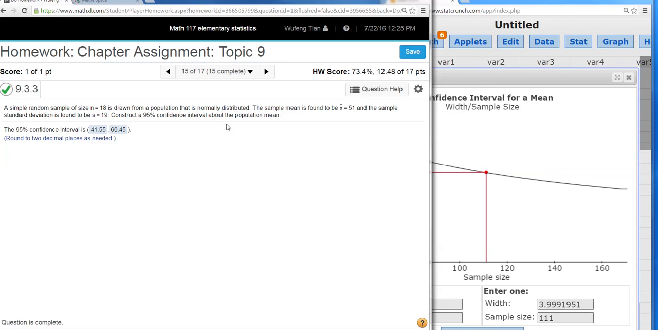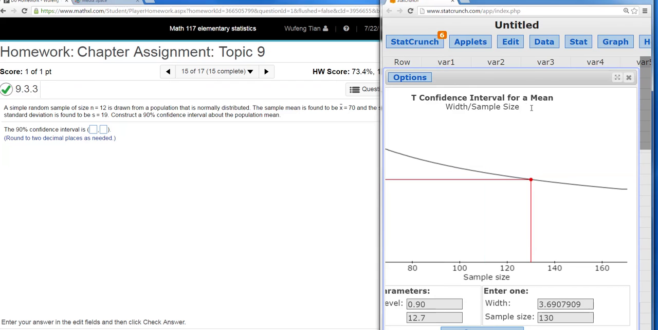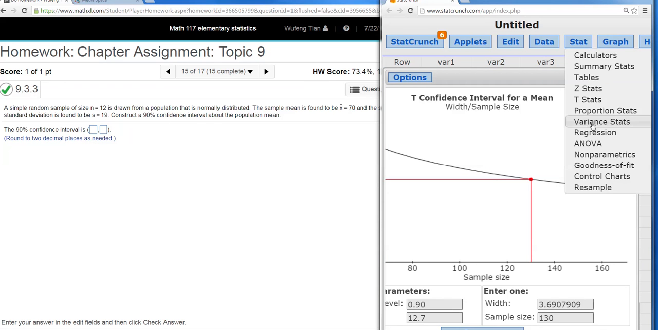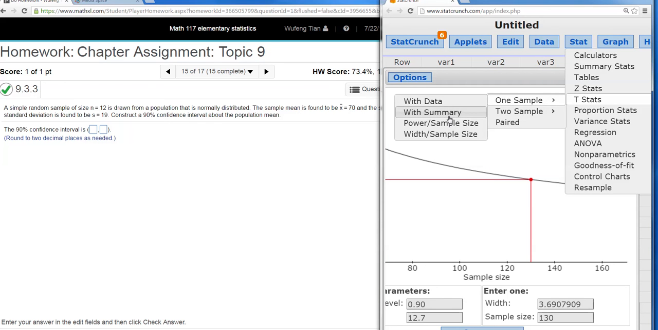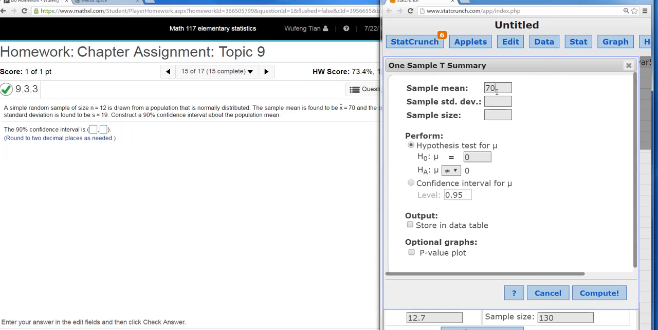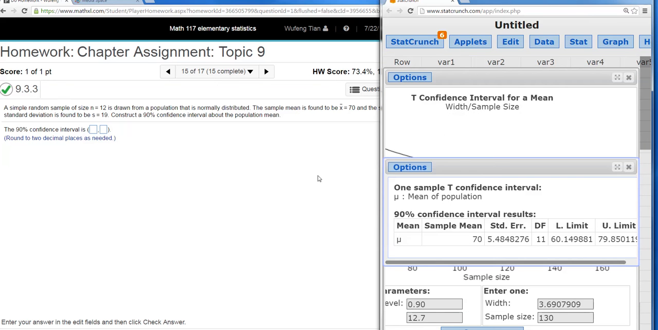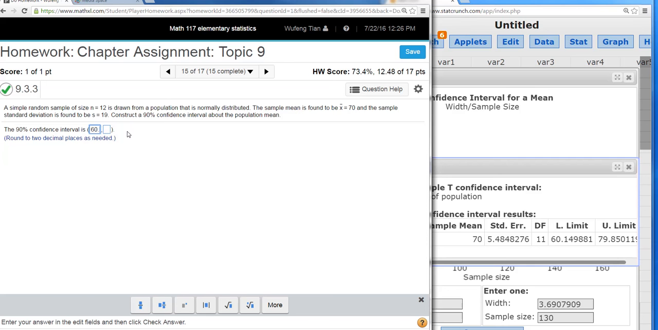And number 15 is a 95% confidence interval, a similar exercise. This one, n, x-bar, s are all given, everything's given. You still do stat, t-distribution, one sample with summary, because the data is not given, but the data summary is given. So just type in the mean value 70, the standard deviation 19, sample size 12, and this is a 90% confidence interval, so it's 0.90. Compute. Lower limit 60.15, upper limit 79.85.